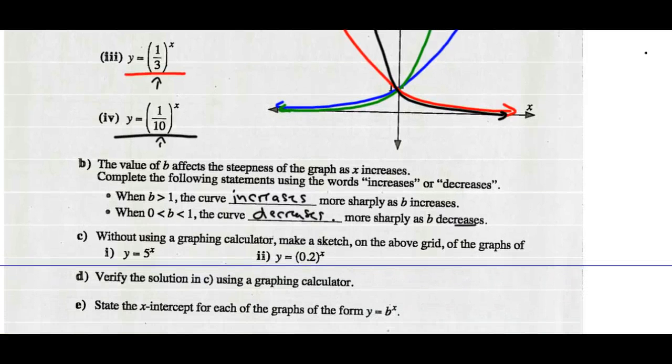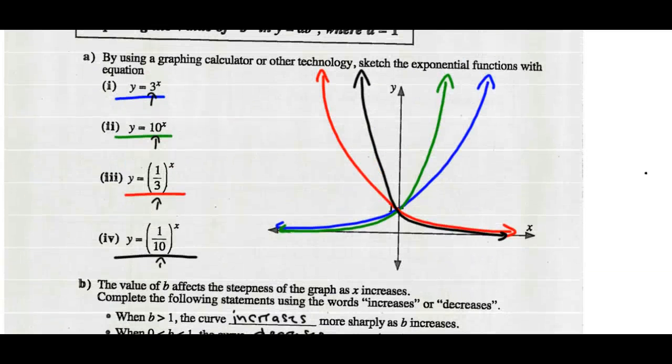Without using a graphing calculator, make a sketch on the above grid of the graphs of y equals 5 to the x and y equals 0.2 to the x. So 5 to the exponent x, and if I want to graph that one, well, if the blue one is 3 to the x and the green one is 10 to the x, 5 to the exponent x should be right between those.